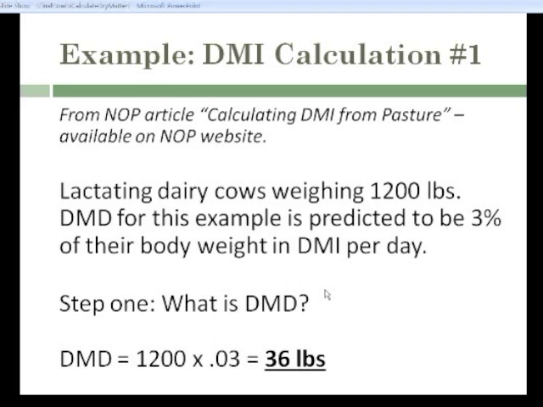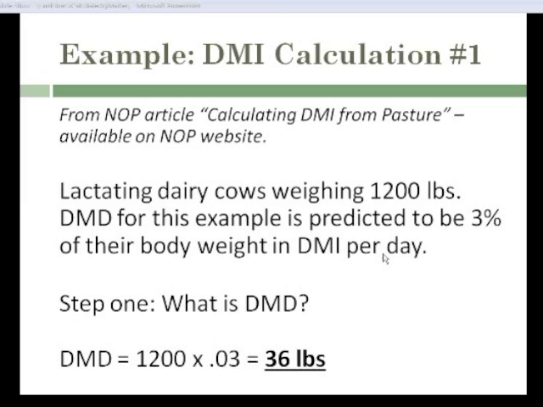And I want to mention that the example that we're running through is from a very helpful article on the National Organic Program website. This is a different article than the last one. It's an article called Calculating Dry Matter Intake from Pasture, and this is the example in there, and they go through it in a lot more detail than I have time to go through here. So if you want to download that, it's free, and you can read through it to understand the steps a little bit more.